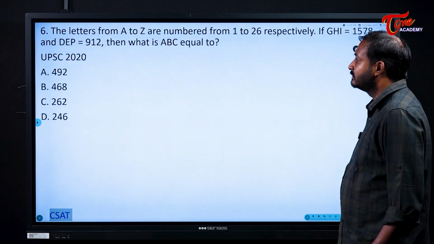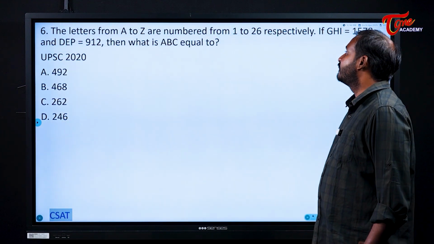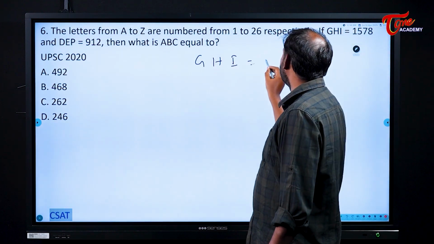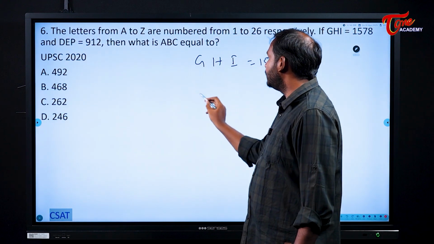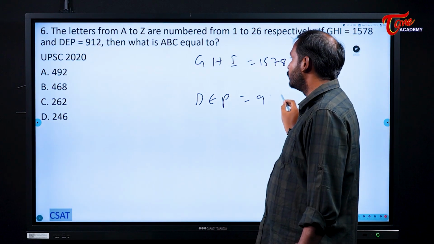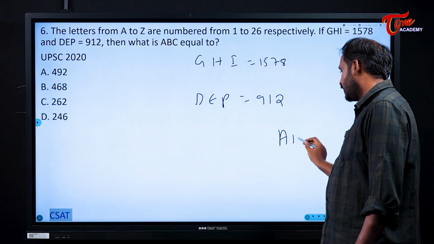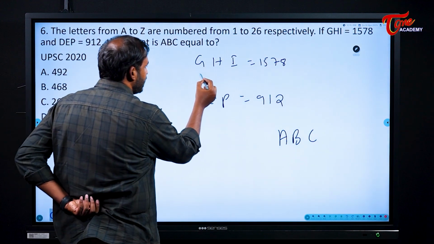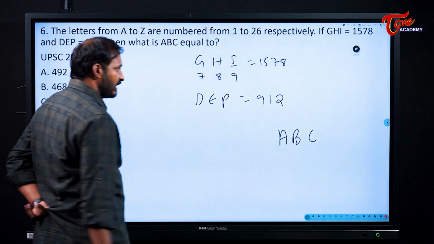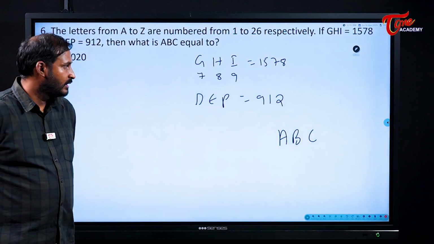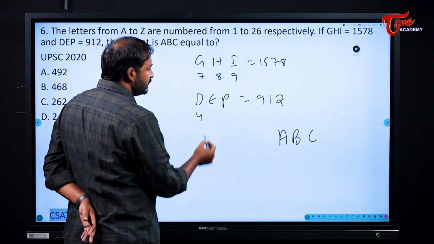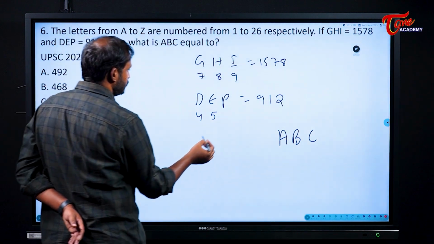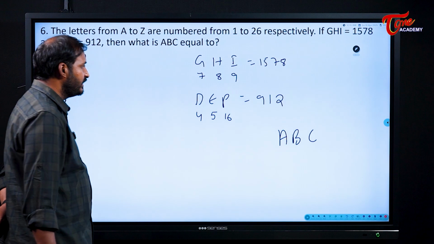Okay, next one. The letters from A to Z are numbered from 1 to 26 respectively. If GHI is equal to 1578 and DEP is equal to 912, what is ABC equal to? Now please see here, GHI. G is the 7th alphabet, H is the 8th alphabet and I is the 9th alphabet. 789. Now similarly D is the 4th alphabet, E is the 5th alphabet and P is the 16th alphabet.